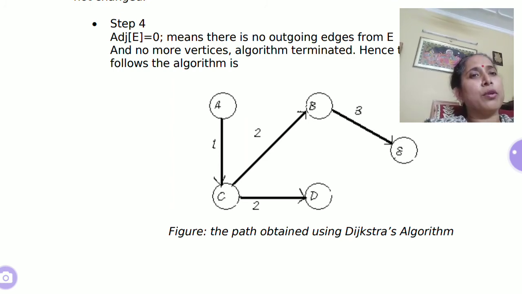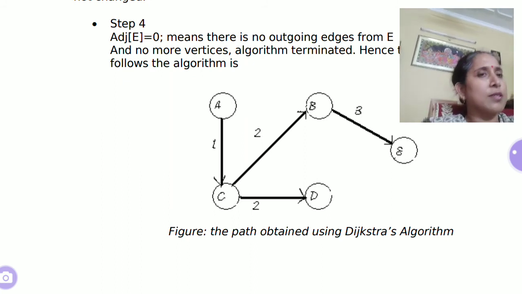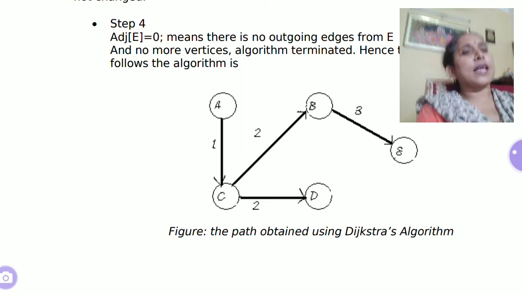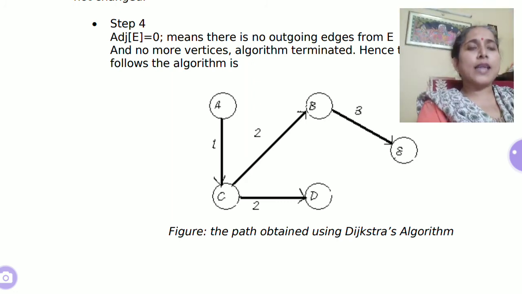Or if you don't want to include the edge B to E, you can include the edge D to E, which also incurs the same distance. A, C, D, E, that is 6 units. So this is the end result of Dijkstra's algorithm, and as far as the application of Dijkstra's algorithm is concerned, I've already talked about it.